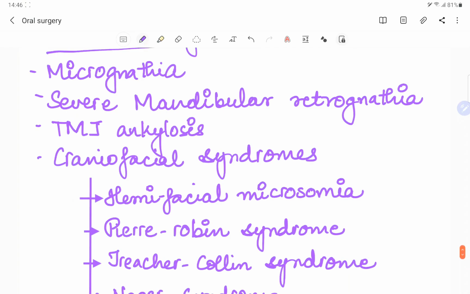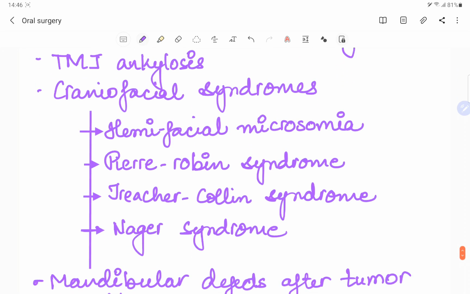Say suppose a small mandible, micrognathia, or severe mandibular retrognathia, that means the mandible is backward placed, TMJ ankylosis, or craniofacial syndromes like hemifacial microsomia. Hemi means half, facial means face, microsomia means small body. So half of the face is small. In that case also we can use distraction osteogenesis.